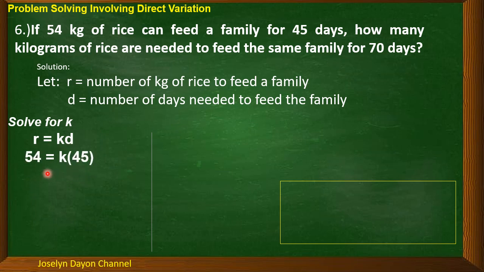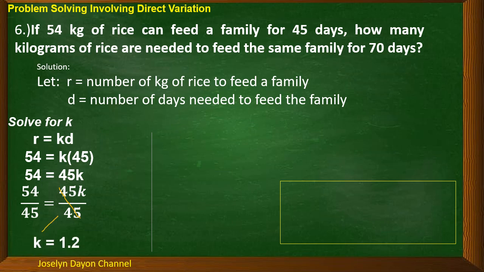Now let's solve for K. So R is equal to 54 and D is equal to 45. So 54 is K times 45, which is 45K. Solve for K, so we have 54 divided by 45, and that is equal to K. Next, 54 divided by 45, that is equal to 1.2. So K is equal to 1.2.